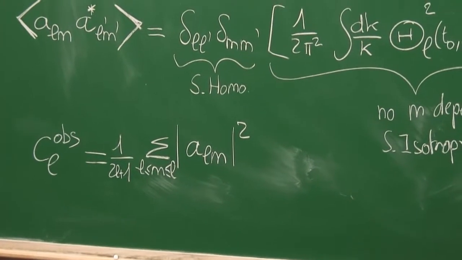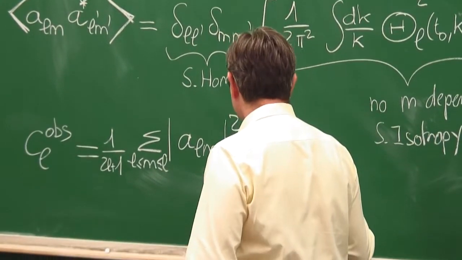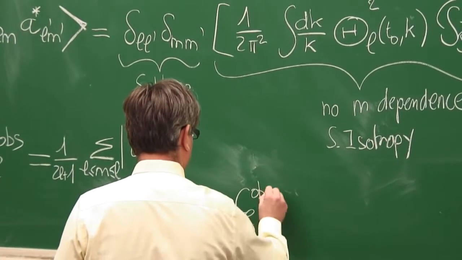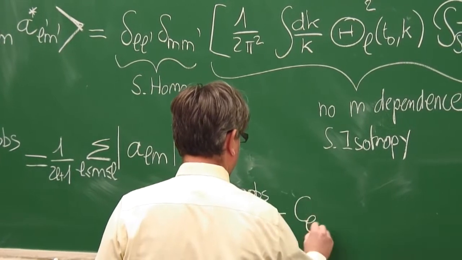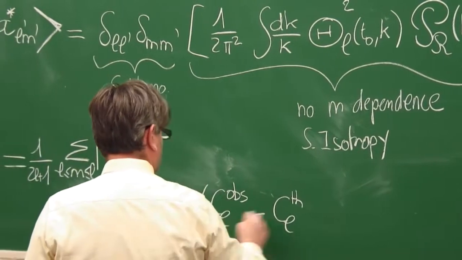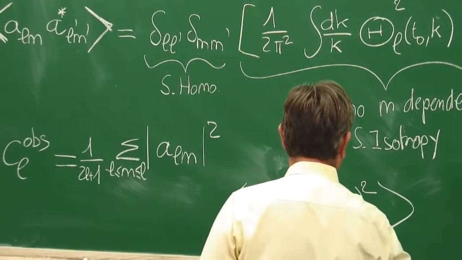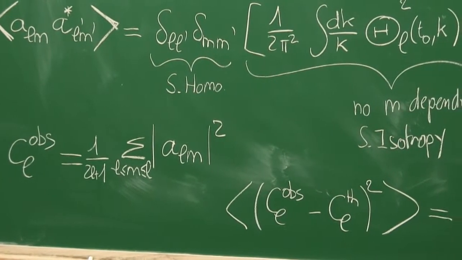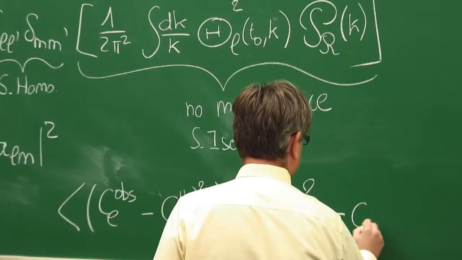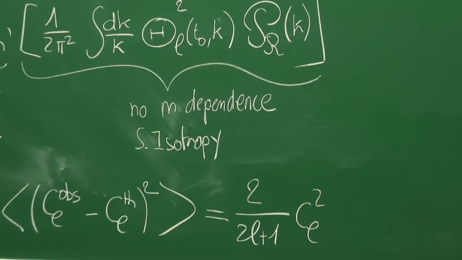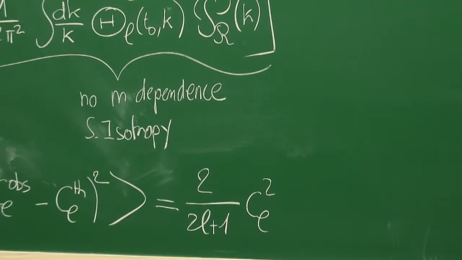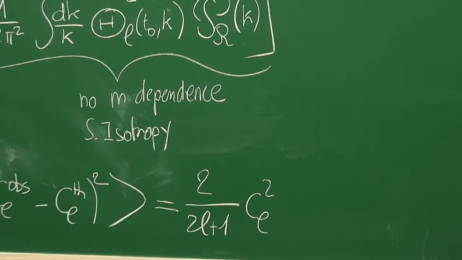The question is, how much closer? You can compute the variance of this C_l observed minus the true C_l of the theory given by this. So you take the root mean square, and the theoretical calculation tells you that this dispersion is expected to be equal to 2 over 2l plus 1 times C_l squared. So this is like the square of the theoretical error that you will make even if you have an infinitely good CMB experiment. And it's called cosmic variance.